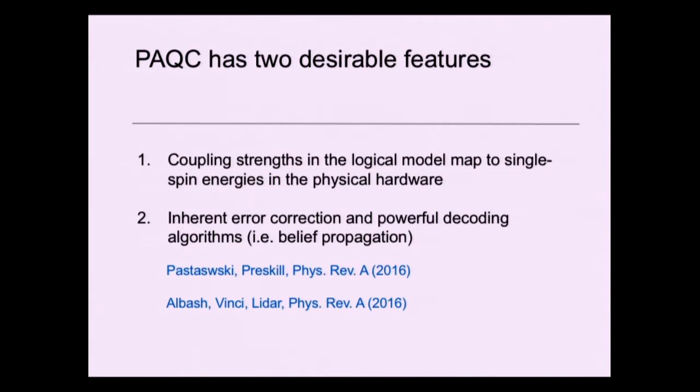However, this property was investigated in a paper by Albers, Vinci, and Lidar in 2016, and in a real error model it was shown to perform worse than the LHZ scheme. However, in their comparison, Albers, Vinci, and Lidar used a scheme where the parity constraints were implemented with four-body terms, maybe a bit unphysical.